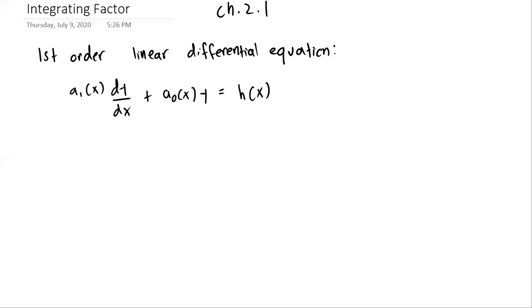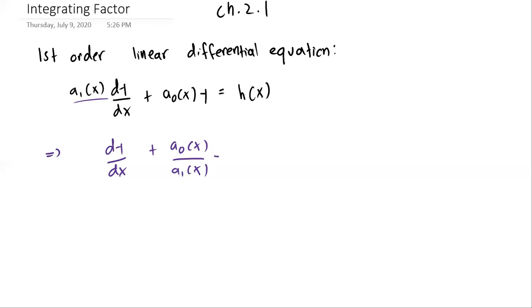One thing I mentioned is you can always divide by this function in front of the derivative, because we know this is not equal to 0. If it were, this wouldn't be a first order differential equation. So if you divide both sides by a1 of x, you get this differential equation. Again, it's the same thing. We're just dividing by a1 of x.